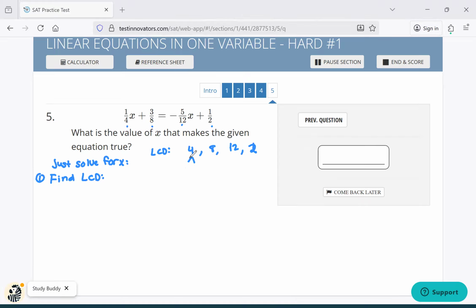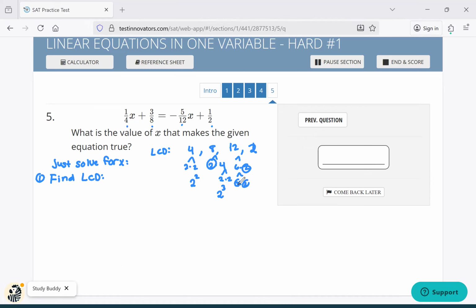So 4 is the same thing as 2 times 2, or 2 squared. 8 is not prime, it could be broken down as 2 times 4. 2 is prime, 4 is not. It could be broken down as 2 and 2. So that's 2 to the third. 12 is not prime. It could be broken down as 6 times 2. 2 is prime. 6 is broken down as 3 and 2.